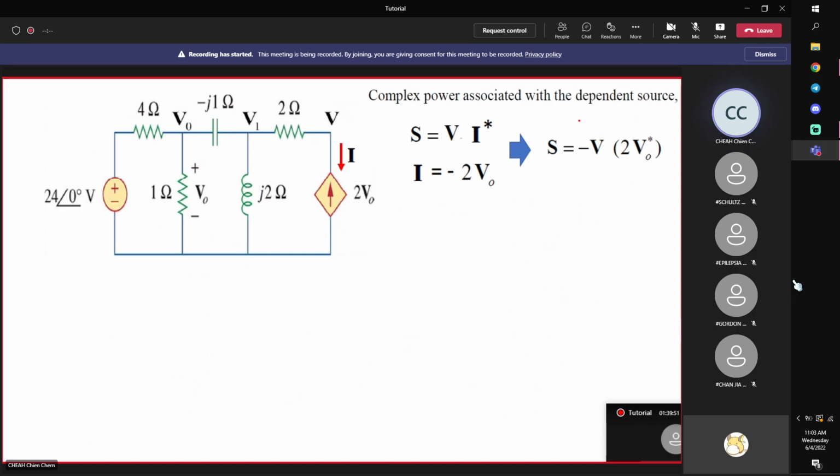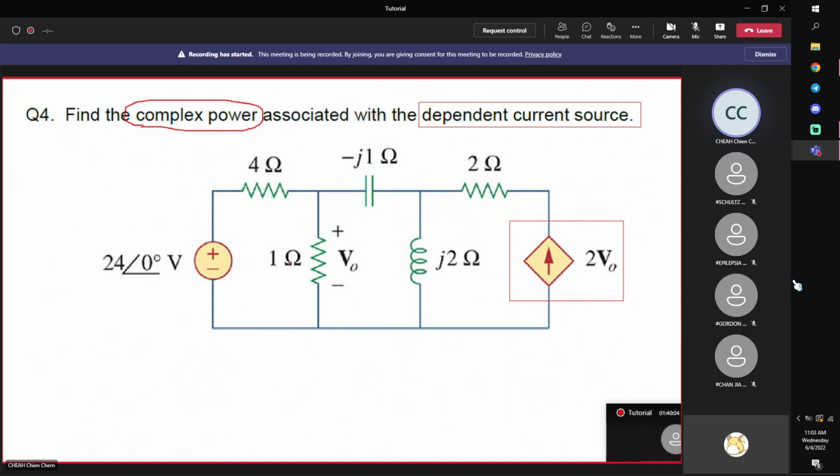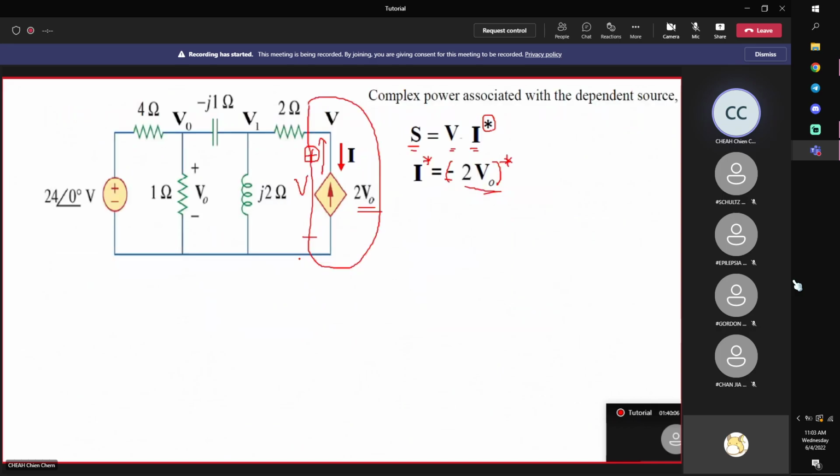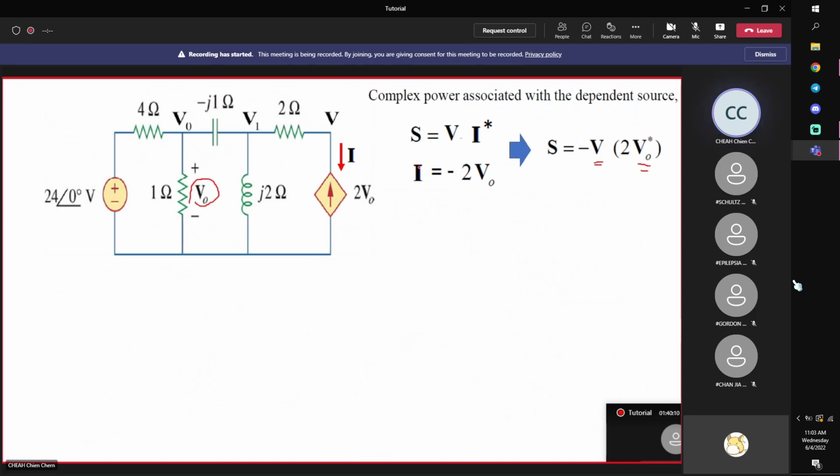Now, this means that to find the complex power, we need to find two things. We need to find V0 and V. V0 is defined in the circuit by the voltage across the 1 ohm resistor. This is defined. Now, V is what we define in order to find the complex power.